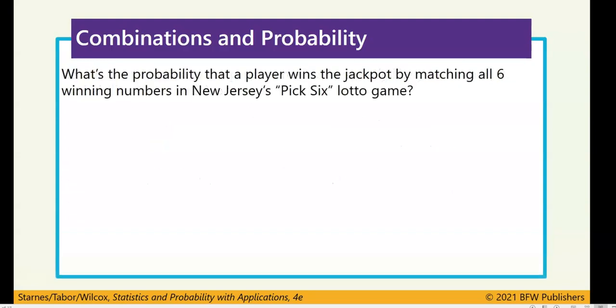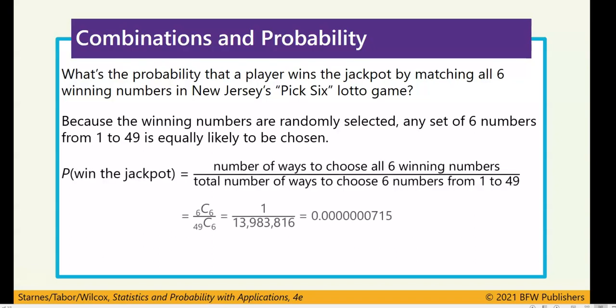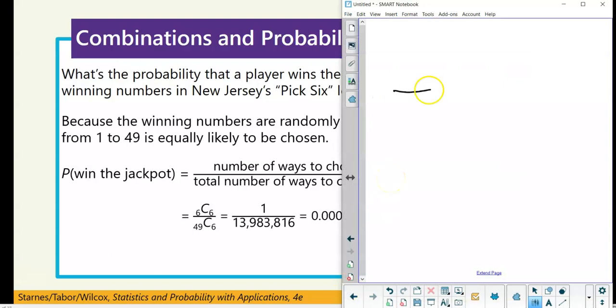So by matching all 6 numbers, with the winning numbers being 1 in 49 choose 6, that's 1 in 13 million, or 0.00... Wow, when you look at the decimal, it's really bad. But I like the way they notated that. Do you see on the left there? The denominator is all the different ways, so that would be 49 choose 6.